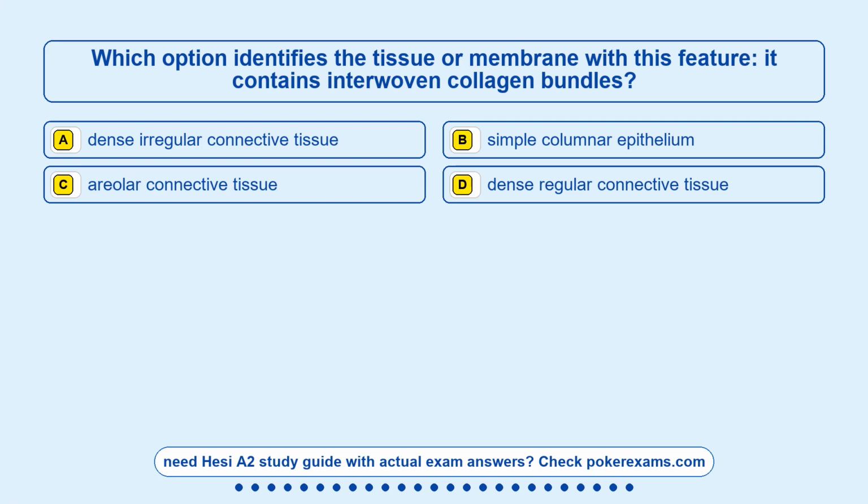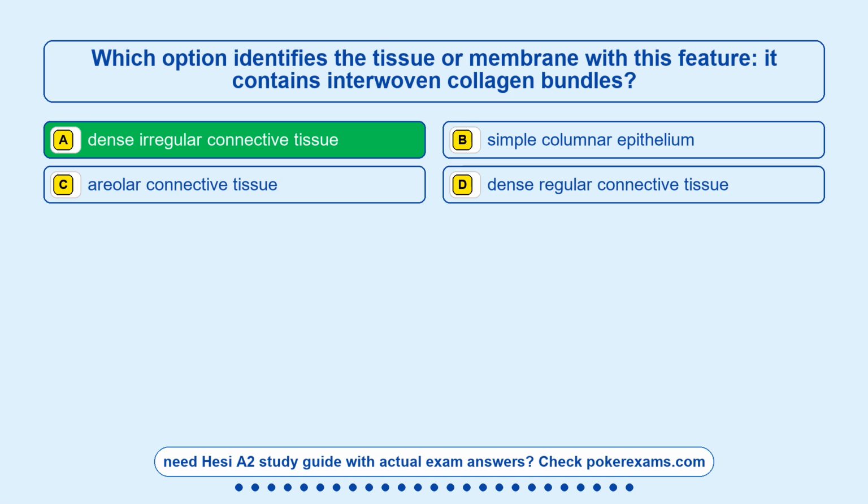Question 4. Which option identifies the tissue or membrane with this feature? It contains interwoven collagen bundles. Option A, dense irregular connective tissue. Option B, simple columnar epithelium. Option C, areolar connective tissue. Option D, dense regular connective tissue.